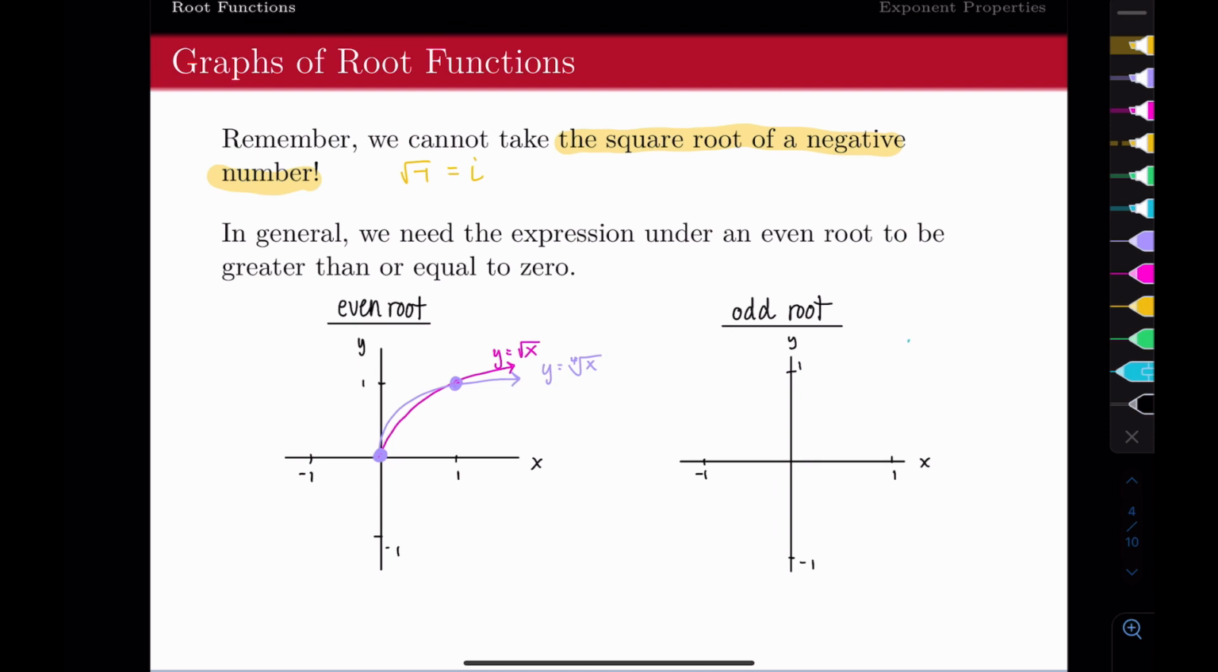When we talk about odd roots, if you remember the graph of our cube root function, every odd root has the same shape. Goes through (0, 0), cube root of 1 is 1, cube root of -1 is -1, and it has that S shape to it.